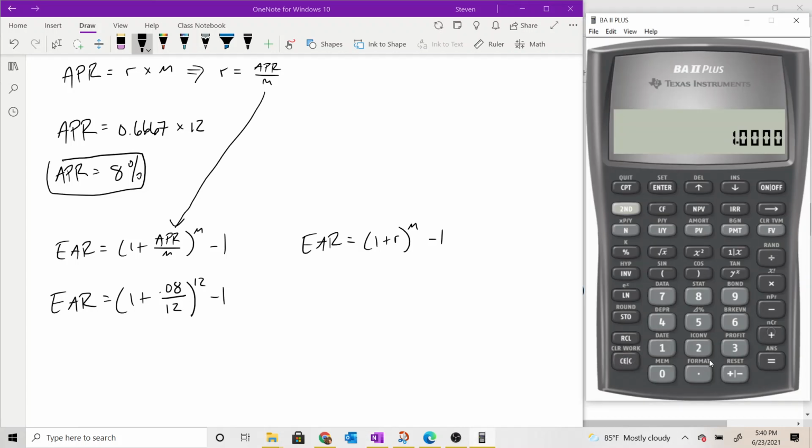Let's go ahead and calculate that. So 1 plus 0.08 divided by 12 equals, raised to the 12, so y to the x, 12, equals 1.083. Then we need to subtract 1 from it, so our effective annual rate is equal to 0.083, or 8.3%.